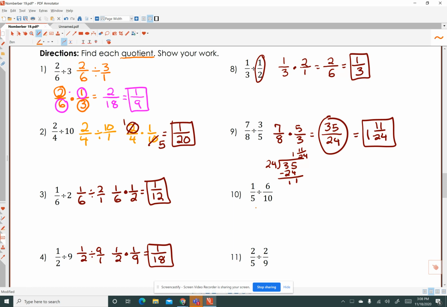Next problem, 1/5 times the reciprocal, which is 10 over 6. And we can cross simplify. 5 goes into itself one time and goes into 10 two times. So multiplying across, 2 times 1 is 2, 6 times 1 is 6. Both of those numbers are divisible by 2 for a final answer of 1/3.